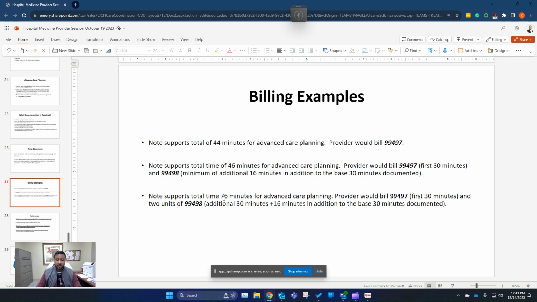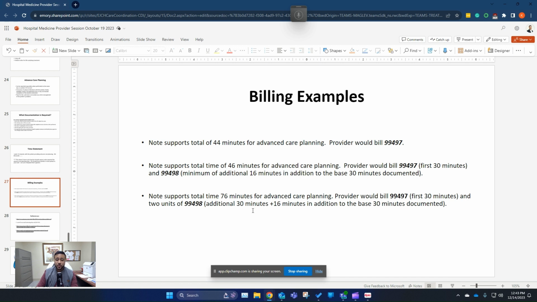So, another example, if you spent 76 minutes, you could do this in your head. You spent the full 30 minutes, which means you qualify for the 99497, done. You then spent another 30 minutes with the patient, which qualifies for the 99498. And so that's 60 minutes. And you spent 16 minutes again with that patient on top. So 76 minutes you spent, which means you could bill the 99497 and then you could bill the 99498 times 2 because you spent a total of 76 minutes discussing advanced care planning.